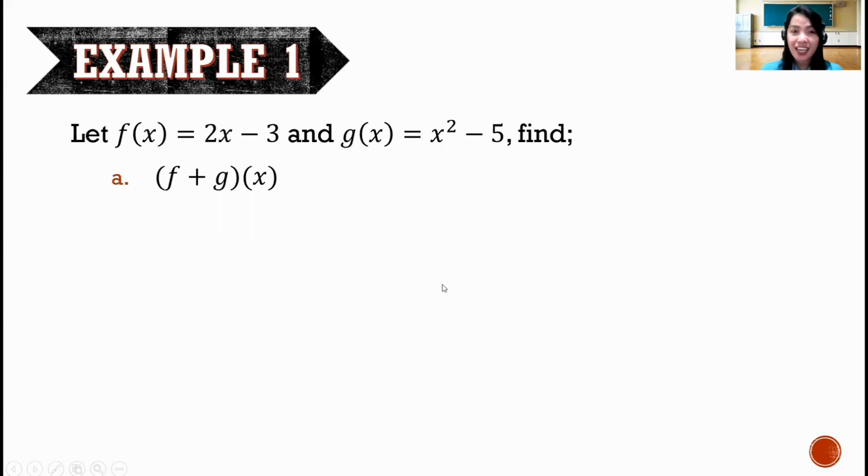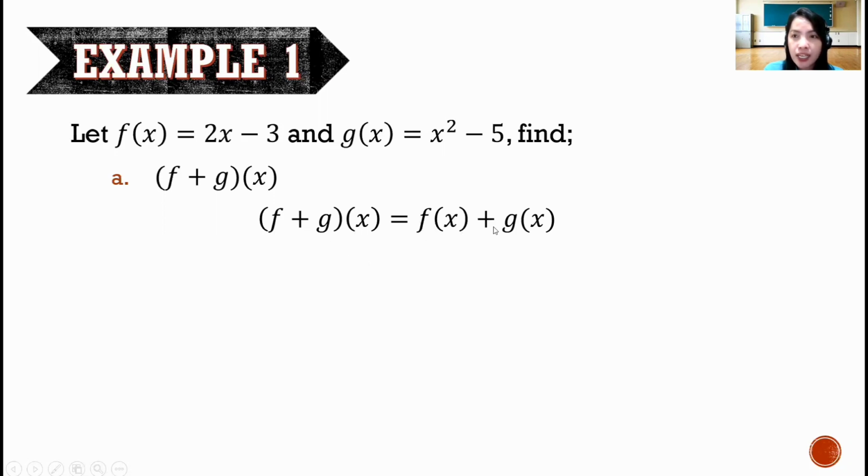Let's start with letter A. Using these functions, f of x and g of x, we're going to find and simplify the quantity f plus g of x. From the definition, this is equal to f of x plus g of x. Kung ibang variable or letter naman ang ginamit mo as the name of function, ang tatandaan mo lang ay kung ano yung unang function or letter na nakasulat dito, dapat yun din yung unang nakasulat dito sa right side ng equation. Ang naunang function ay f, so ang nakalagay na una sa right side ay f of x.